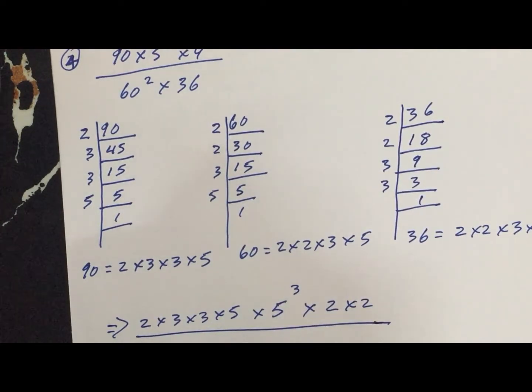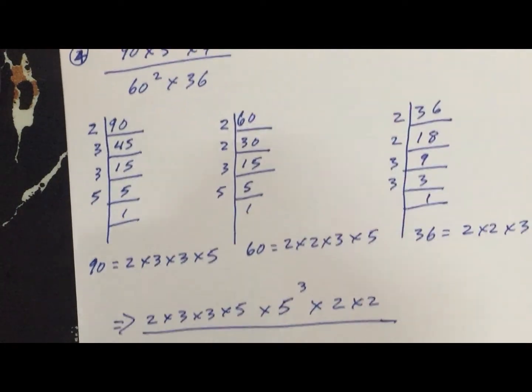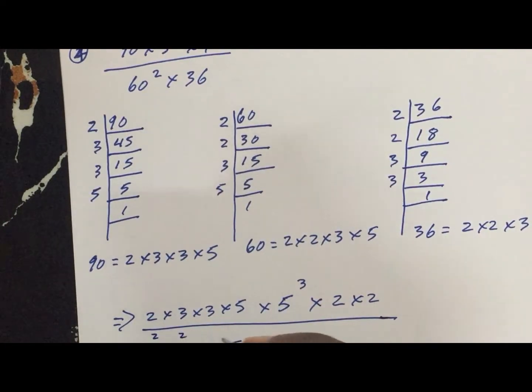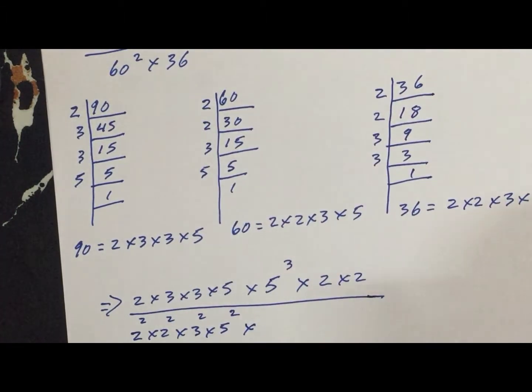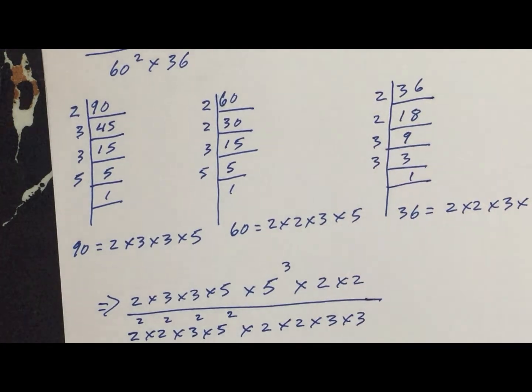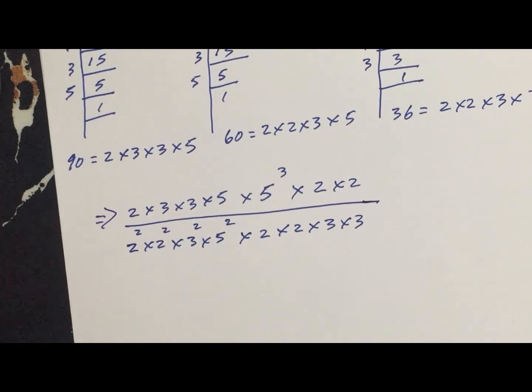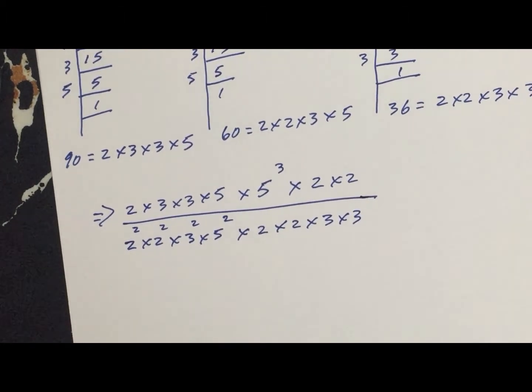60 is 2 times 2 times 3 times 5. But 60 is squared, so we put back the power. We're not troubling the power. Times 36. We know 36 is 2 times 2 times 3 times 3. 36 has no power, so it stays as is. So the next step would be to group the like terms.